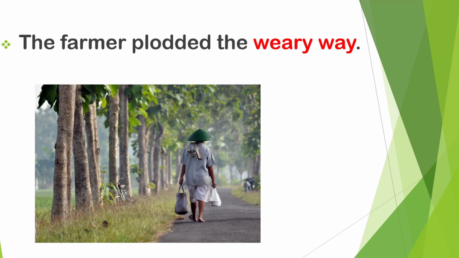And see where the adjective weary is used. It's before way, which is a noun form, and in fact the way or path itself was not weary. It was the farmer who was weary, the farmer who was tired. The path itself was not tired, because you know that way or path is an inanimate thing, not a person. But here the adjective is placed before way, so the adjective is transferred from the farmer to way. So this is again an example for transferred epithet.